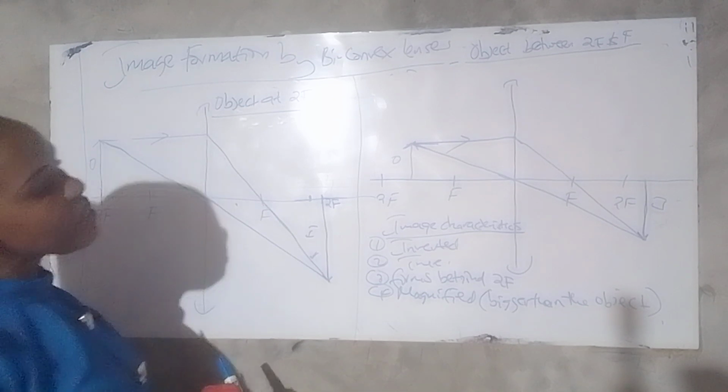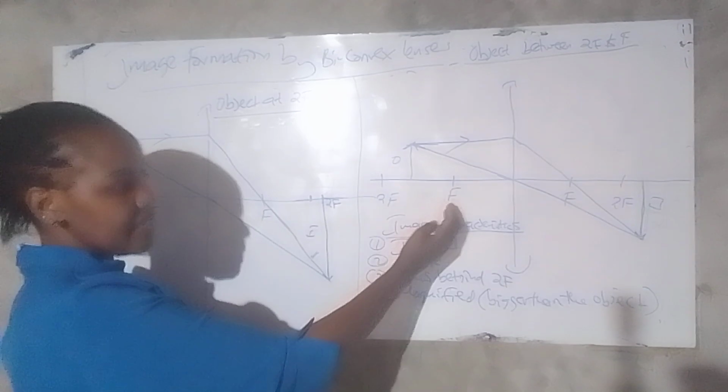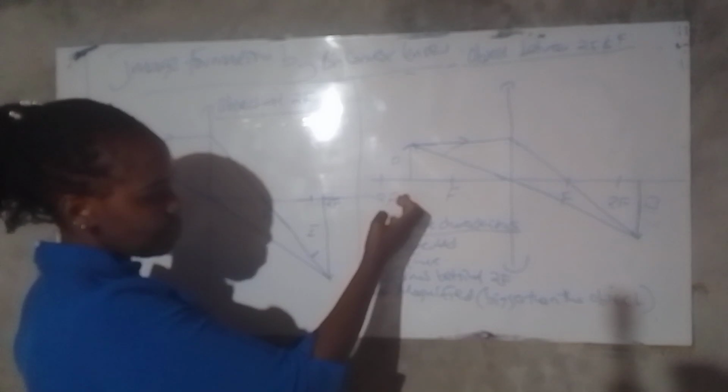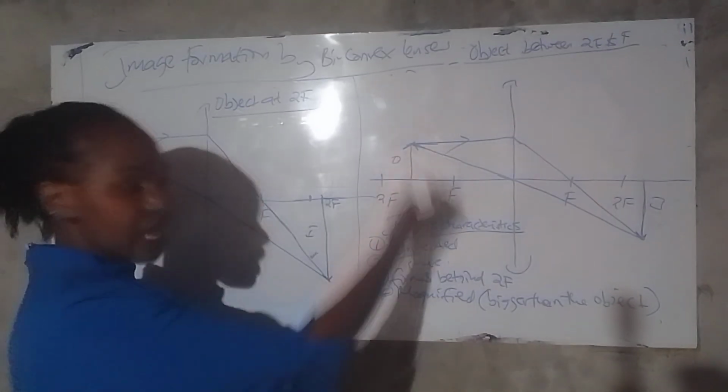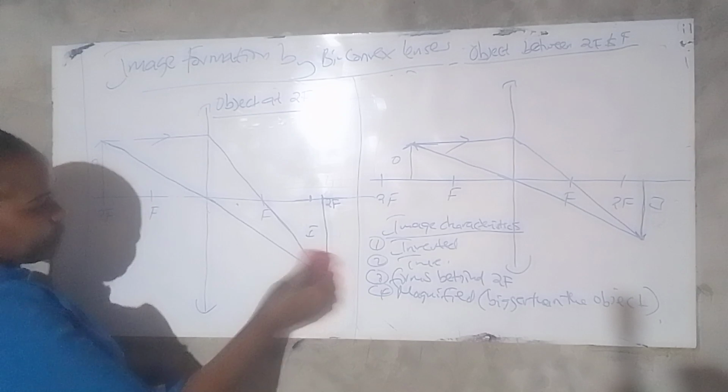Okay, now where do we take the object now? The next point we can put the object is at F. So what if I move the object from between 2F and F, and put it at F, at the principal focus? So object at F.